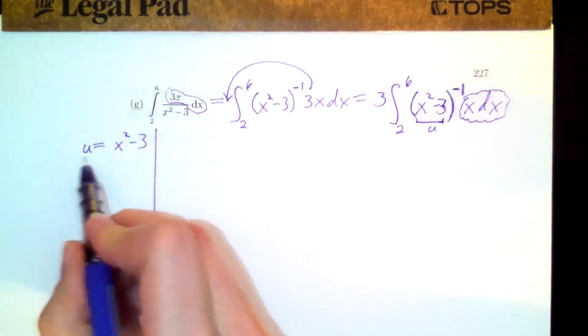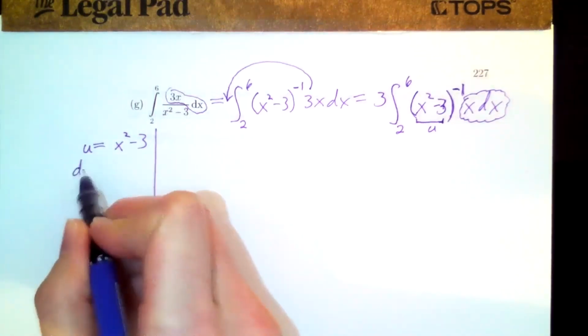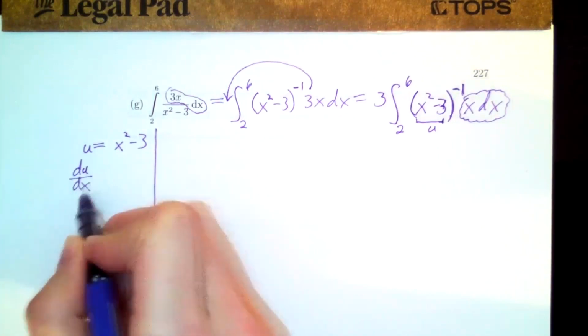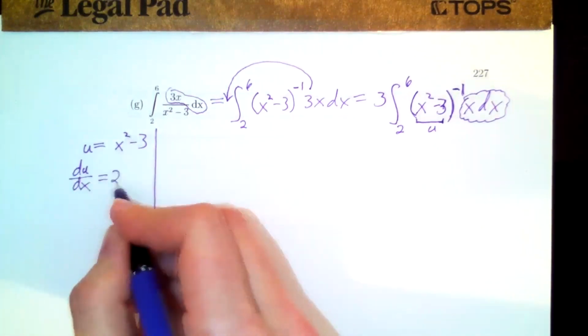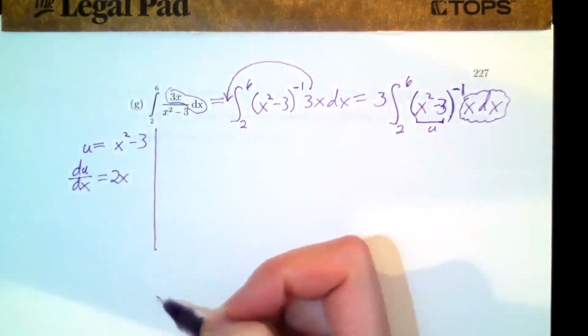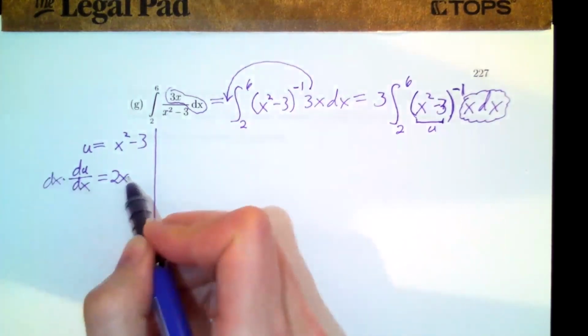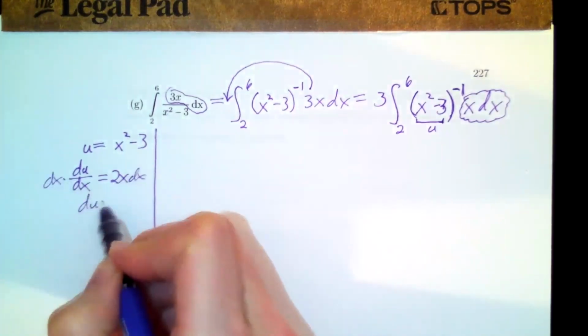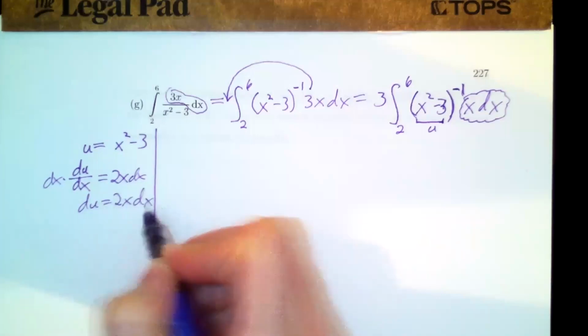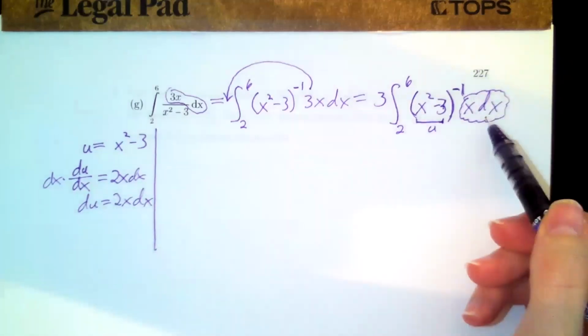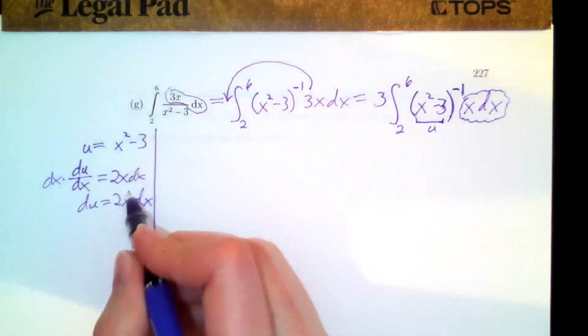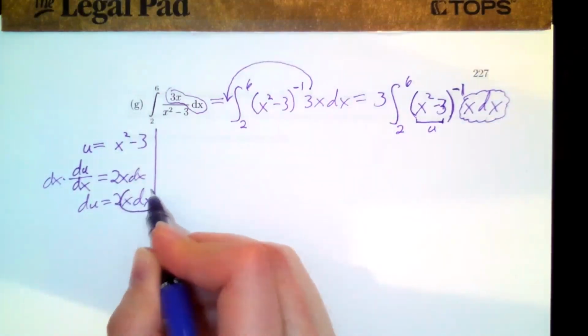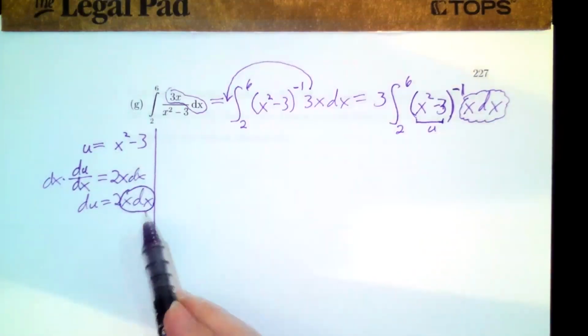I have to come over here, take the derivative of u. The derivative of u is du dx. The derivative of x squared is 2x. The derivative of minus 3 is 0. Multiply both sides by dx so that you get du is equal to 2x dx. And then boom, magically, I have my winning combination of something I'm looking for. I was looking for an x dx. How convenient is that? There's my puzzle piece.